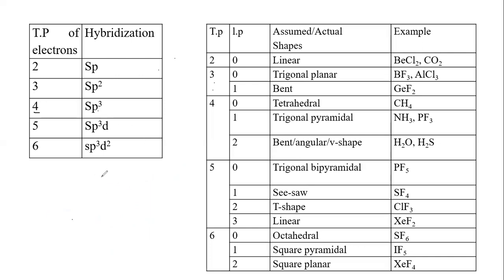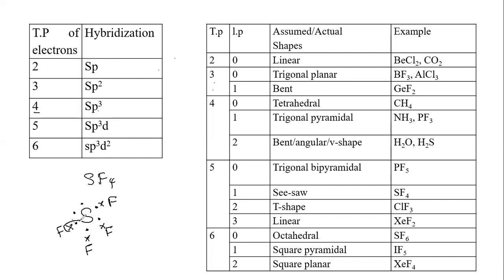Okay, now let me give another example. Now look at SF4, for instance, SF4. Now we have sulfur, which is in group 6. It will have 6 outermost electrons: 1, 2, 3, 4, 5, 6. So we have 1, 2, 3, 4.